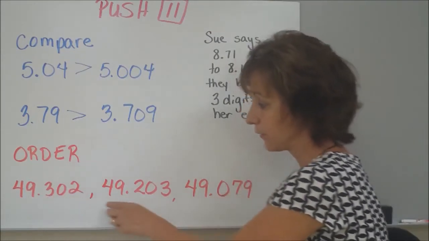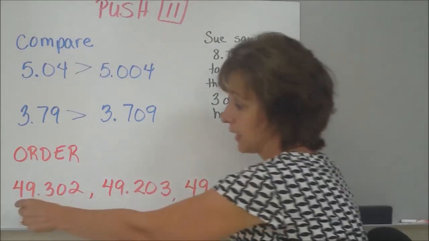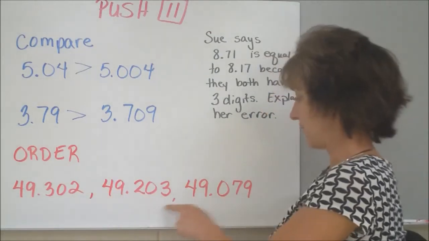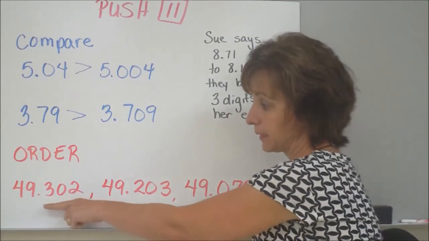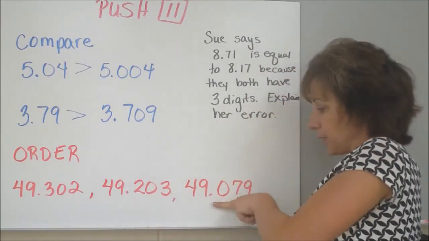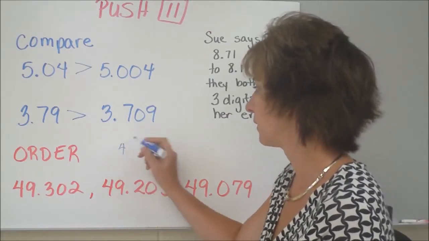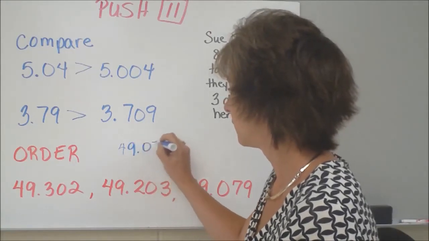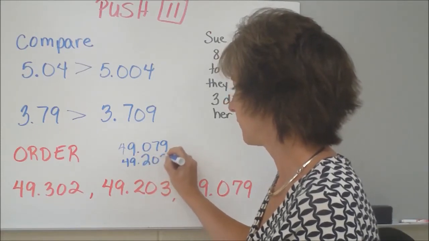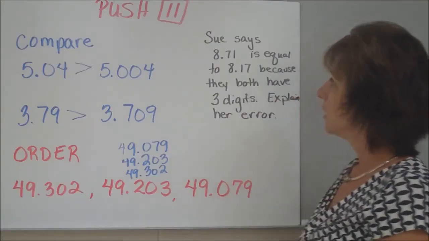If I'm putting these in order from least to greatest, maybe I've put them all in my place value chart and I notice the whole numbers are all 49 and they all are at the thousandths. So I'm simply saying 302 thousandths, 203 thousandths, or 79 thousandths. Putting them in order from least to greatest would make this one first. 203 would be next, and 302 thousandths would be last.